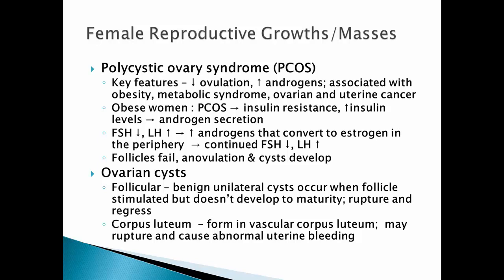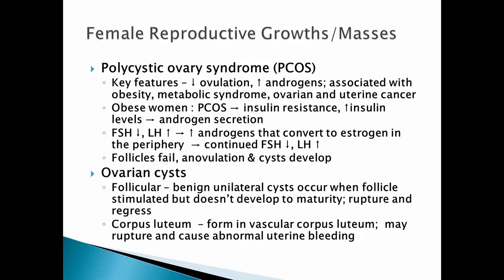What happens then in polycystic ovarian syndrome is that there is a decrease in follicle stimulating hormone and an increase in luteinizing hormone. That then leads to an increase in the androgens that then convert to estrogen out in the periphery. As you have that conversion, that then continues to decrease the follicle stimulating hormone and increase the luteinizing hormone because you have the estrogen out there. So as a result, follicles begin to form, but they don't mature and rupture. And that's where you get the anovulation and the development of the cysts.